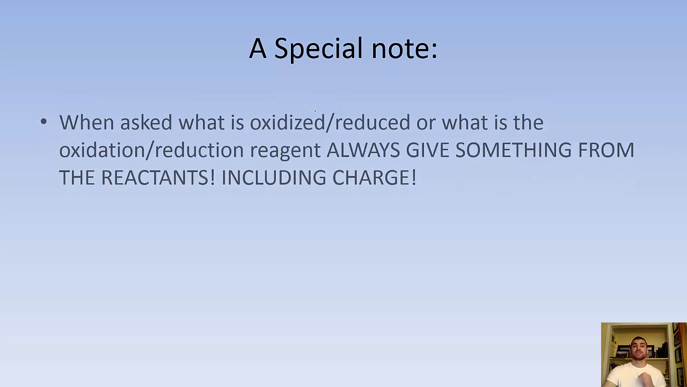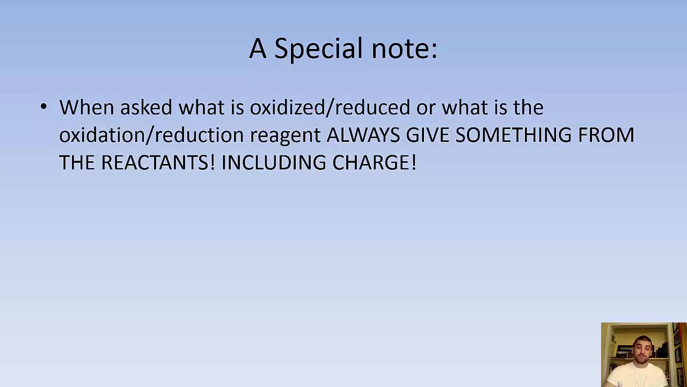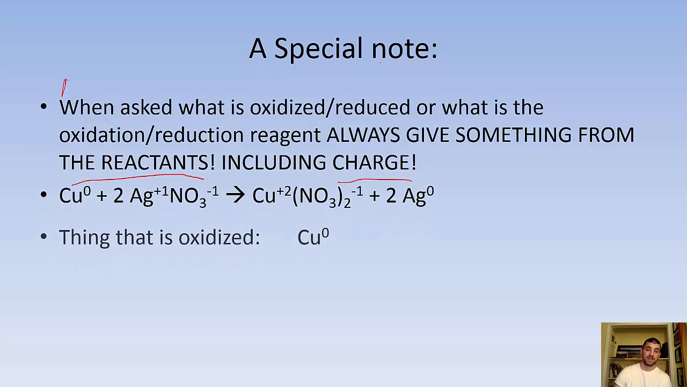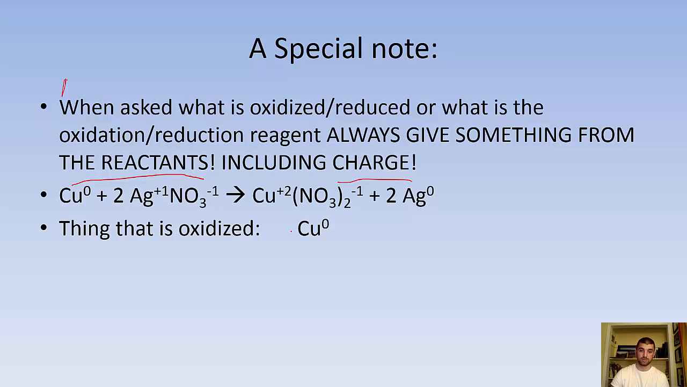All right, special note. When it's asked what is oxidized or what is reduced or what is the oxidizing agent or the reducing agent, you always give something from the reactants, including the charge. For example, the thing that's being oxidized is Cu0. You can't just say copper because which copper? Well, it's Cu0. That is the thing being oxidized. Cu plus 2 is already oxidized. It's not the thing being oxidized. Cu0 is. The thing being reduced would be the Ag plus 1. You've got to give the element and its charge. So it'll always be something from the reactant side.